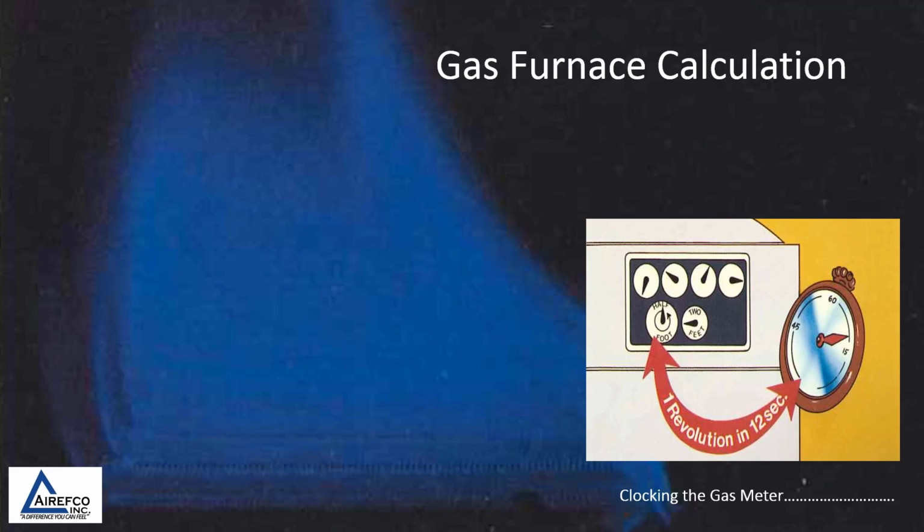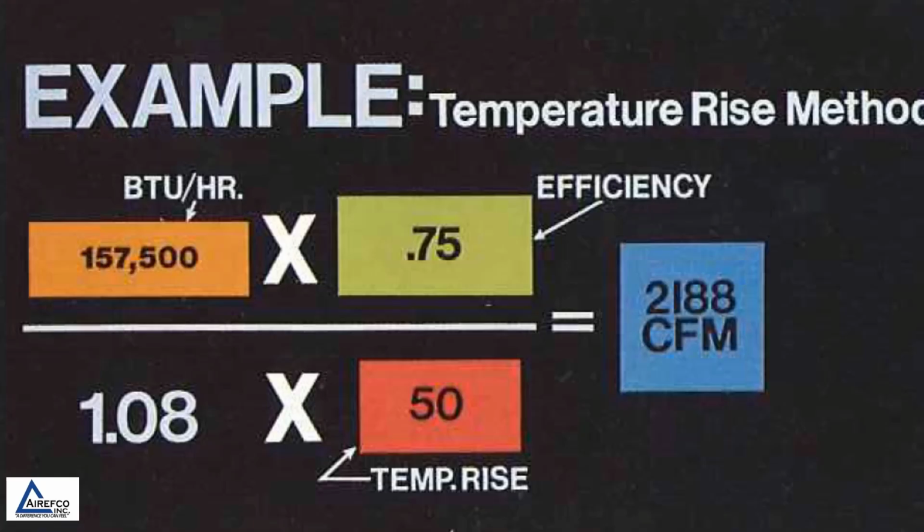For a gas appliance such as a gas furnace, you will need to know your BTU input of the furnace. To do this, one of the common ways to find the input on the furnace is to clock the gas meter. If you're not familiar with that process, we have a video on that too. Once you obtain the BTUs per hour of the furnace, you plug that into the equation, and you'll also need to know the efficiency rating of the furnace that you're working on. Working this equation, you can come to the approximate CFM of this gas furnace.